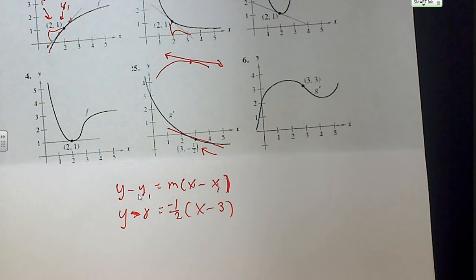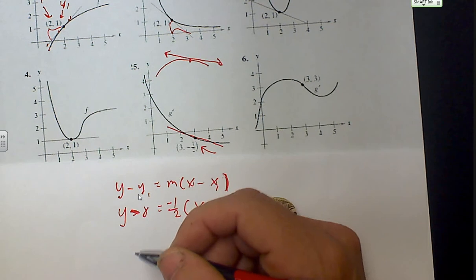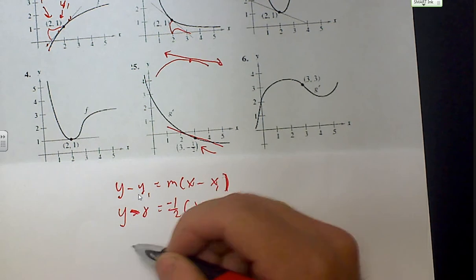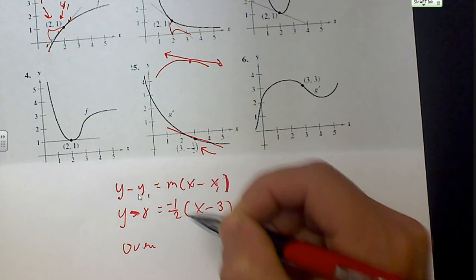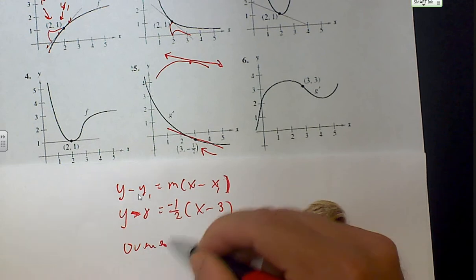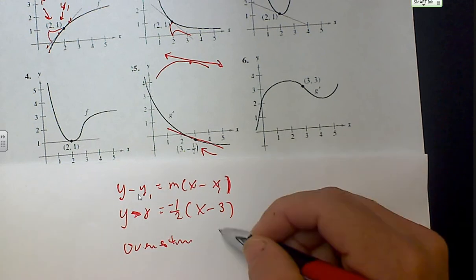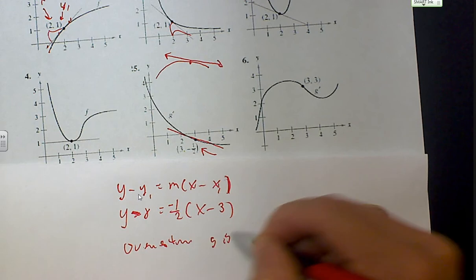So Hannah, on 5 and 6, you're not given f, you're given f prime. You're given the slope. So number 5 is an overestimate or underestimate? Overestimate, because g is concave down.